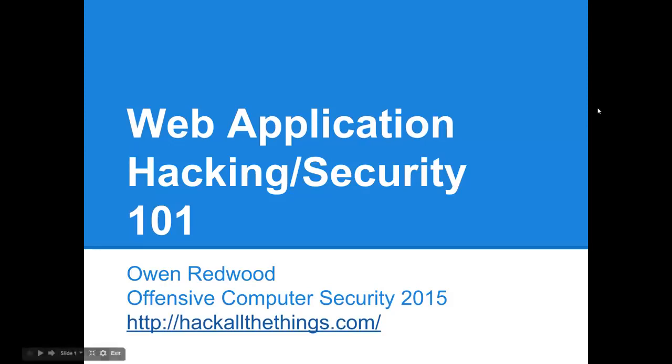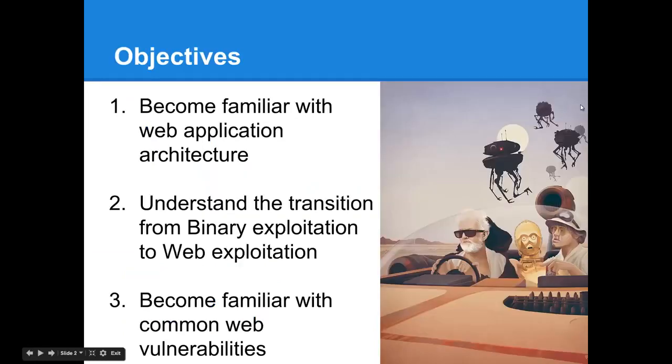The objectives for this lecture series are to, A, become familiar with web application architectures and the security problems that plague them; understand the transition from what we've covered so far, binary exploitation, which we'll continue with more later on, into now web application exploitation, and how I consider it really a subset of the former technique; and finally, to become familiar with the common web application vulnerabilities and the techniques that attackers use to exploit them, as well as the defenses used to prevent them.